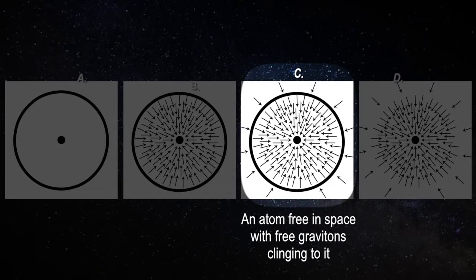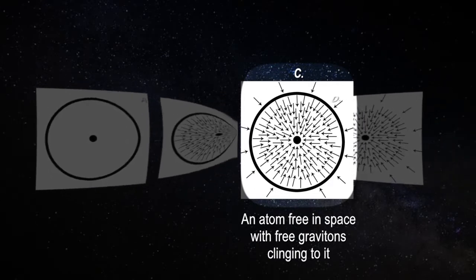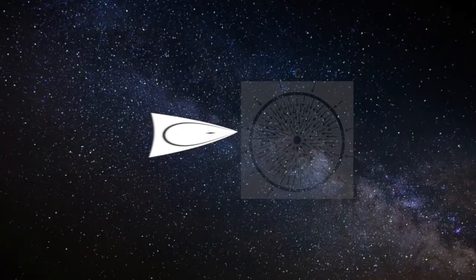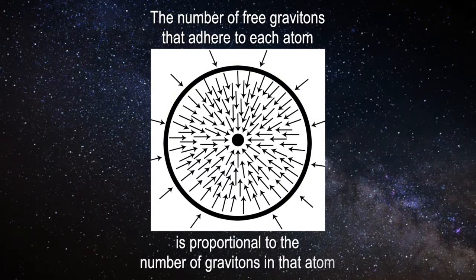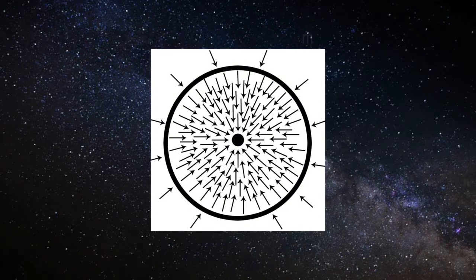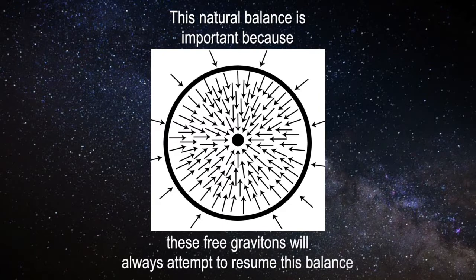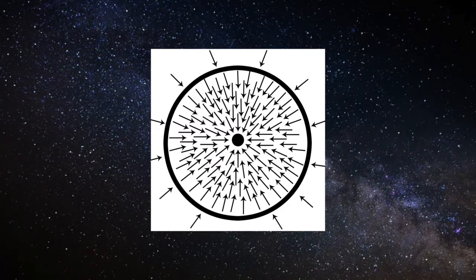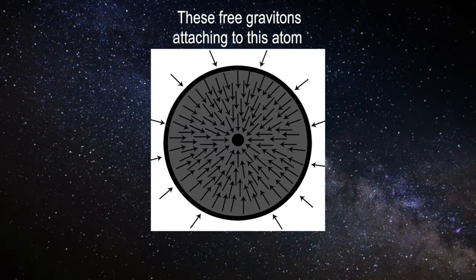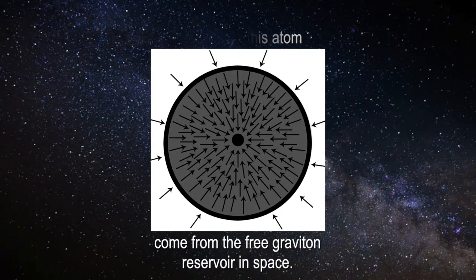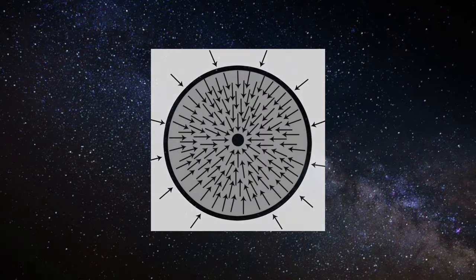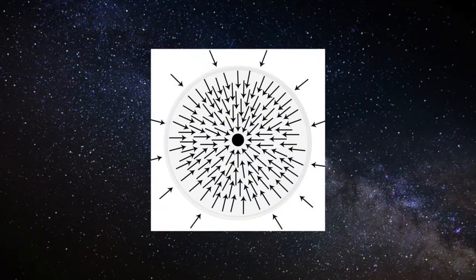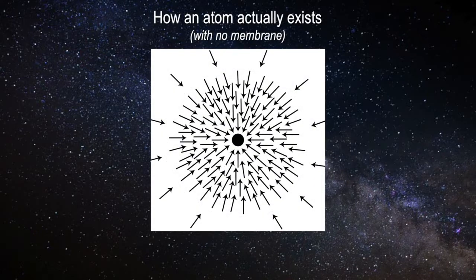Depiction C shows the atom free in space with free gravitons clinging to it. The number of free gravitons that adhere to each atom is proportional to the number of gravitons in that atom. This natural balance is important because these free gravitons will always attempt to resume this balance. These free gravitons attaching to this atom come from the free graviton reservoir in space. This allows the polarization and attraction to extend out much further. Depiction D is how an atom actually exists with no membrane.